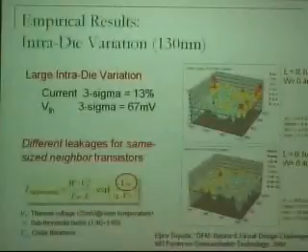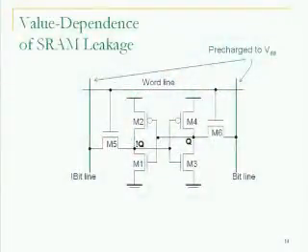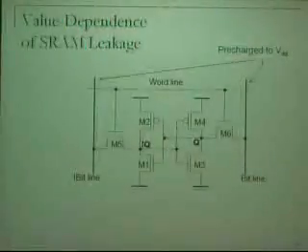And you see again the exponential relation between VTH and subthreshold leakage. So the final result is that the leakage of two transistors would be exponentially different. And in terms of a single SRAM cell, the final result will be shown here.